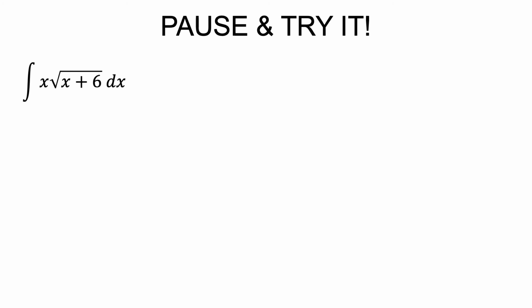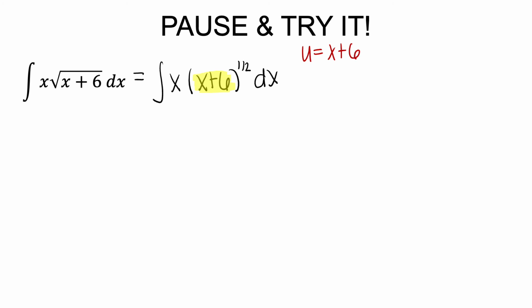So I'm hoping that, like me, you recognize the square root as something that we are not going to be working with. So let's rewrite this as the integral of x times (x plus 6) to the 1/2 power dx. And then from here, we're going to choose a u. So I'm going to choose this inside piece. I'm going to let u equal x plus 6, which means du is equal to 1 dx.